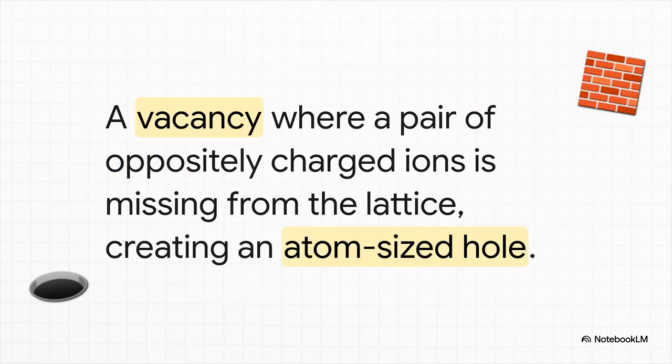So what do these defects even look like? Well, one common type is called a Schottky defect, and it's pretty straightforward. It's just a vacancy. Imagine a perfectly built brick wall, but one brick is just missing. In an ionic crystal, a pair of oppositely charged ions disappears, which keeps the whole crystal electrically neutral but leaves behind a tiny atom-sized hole.